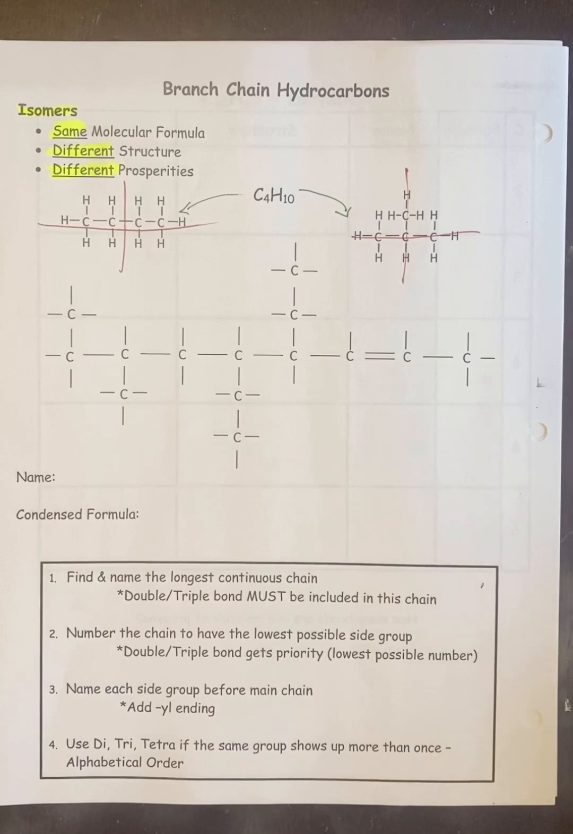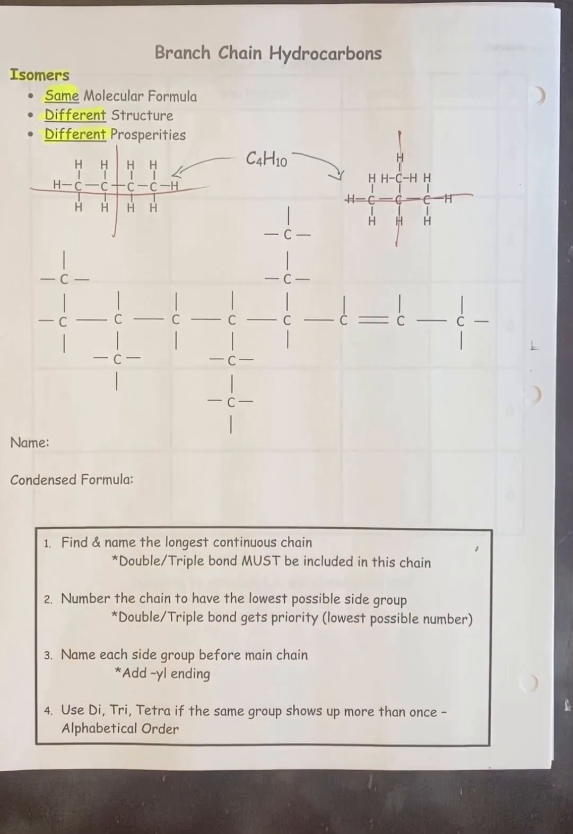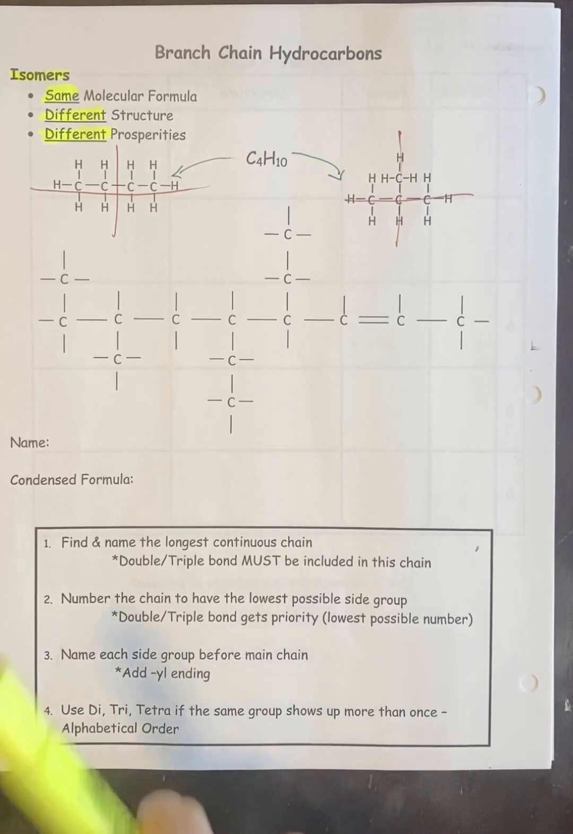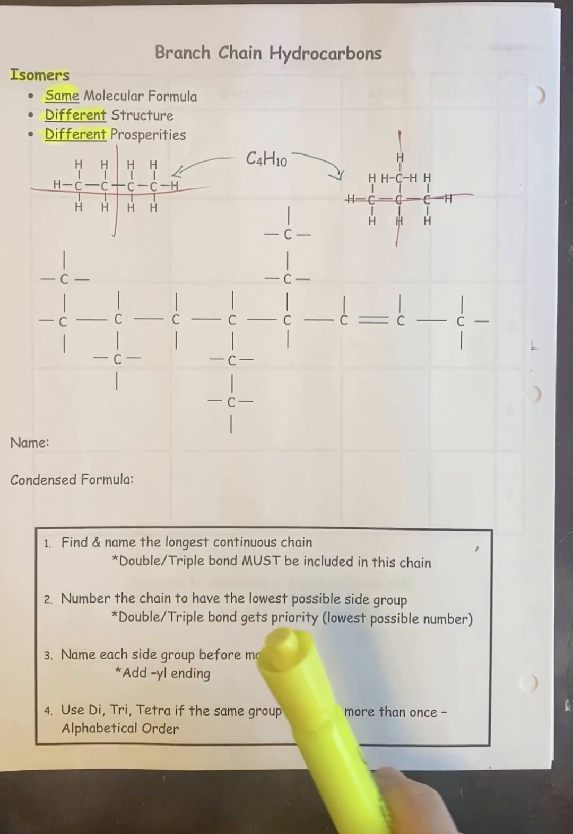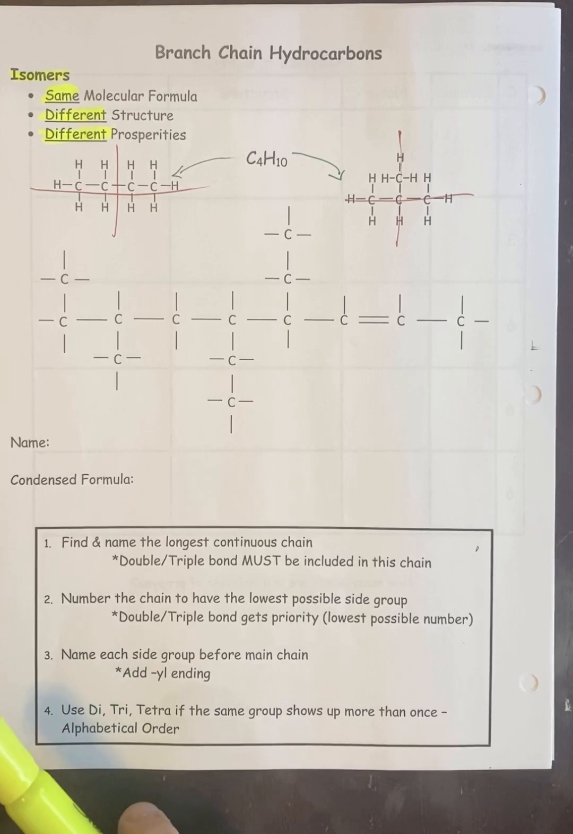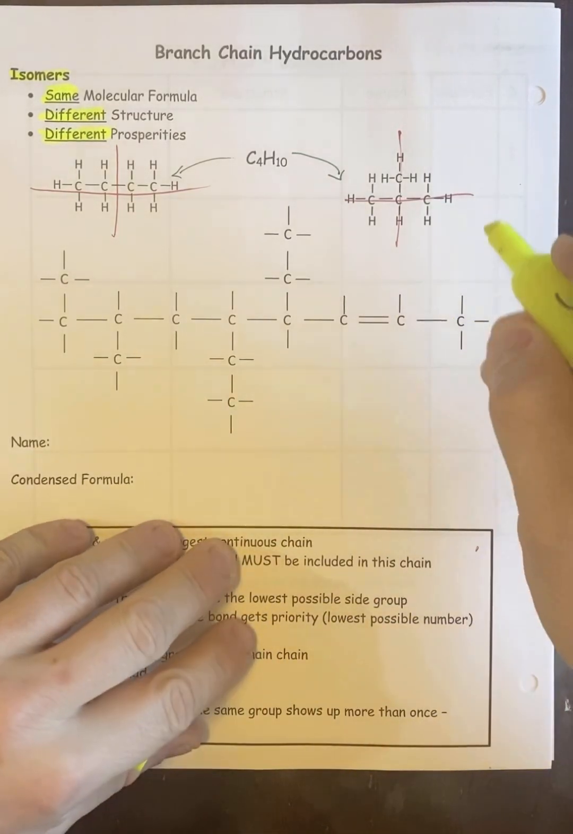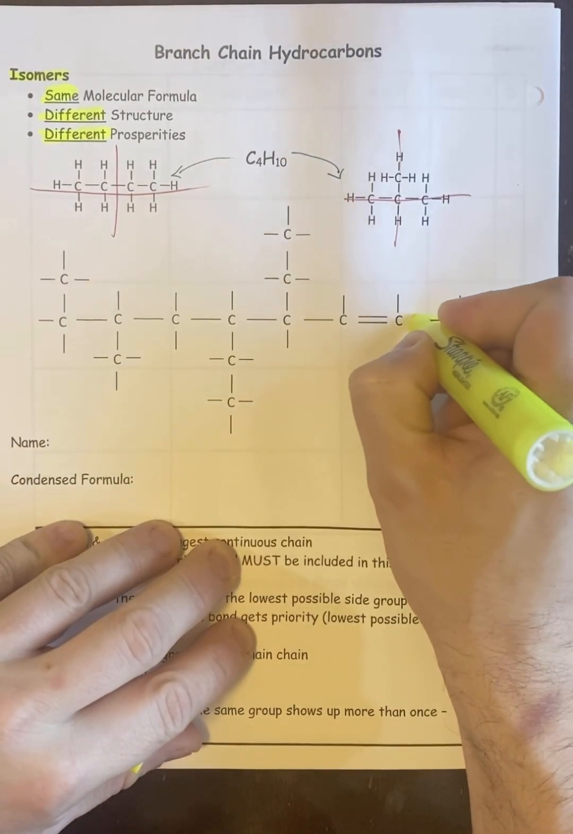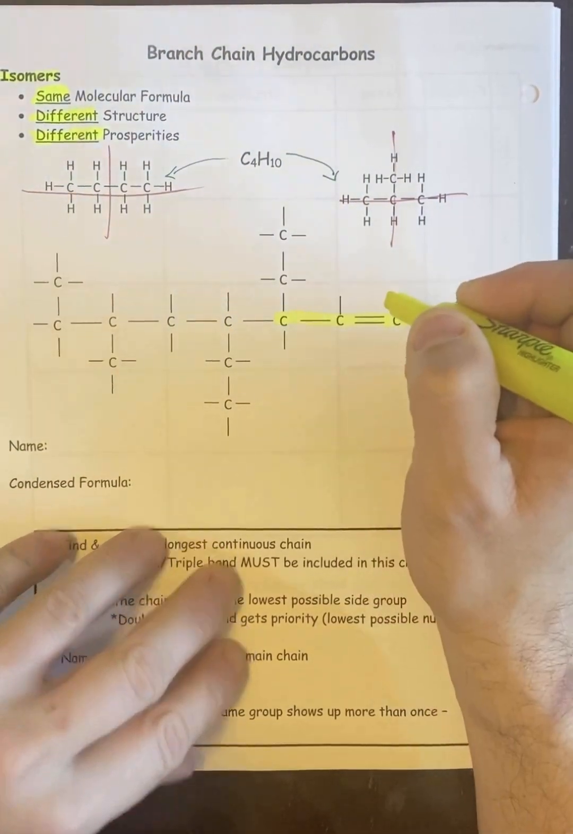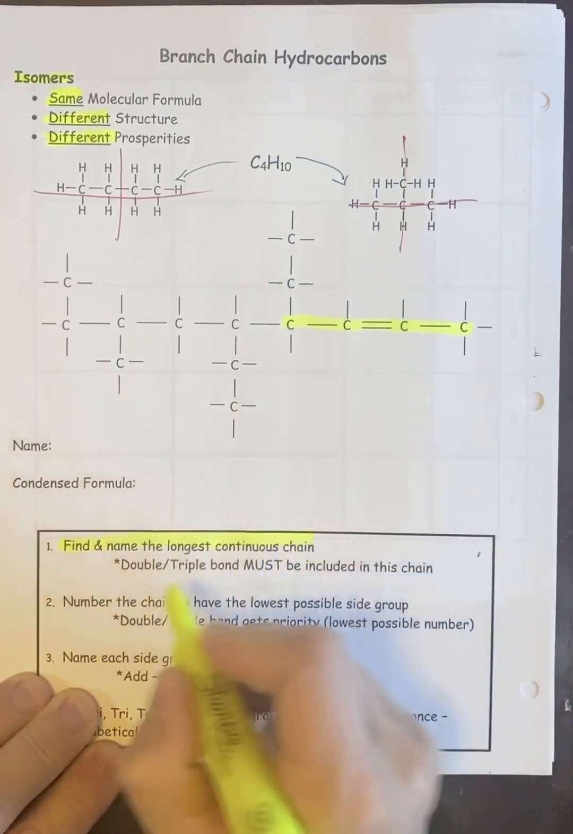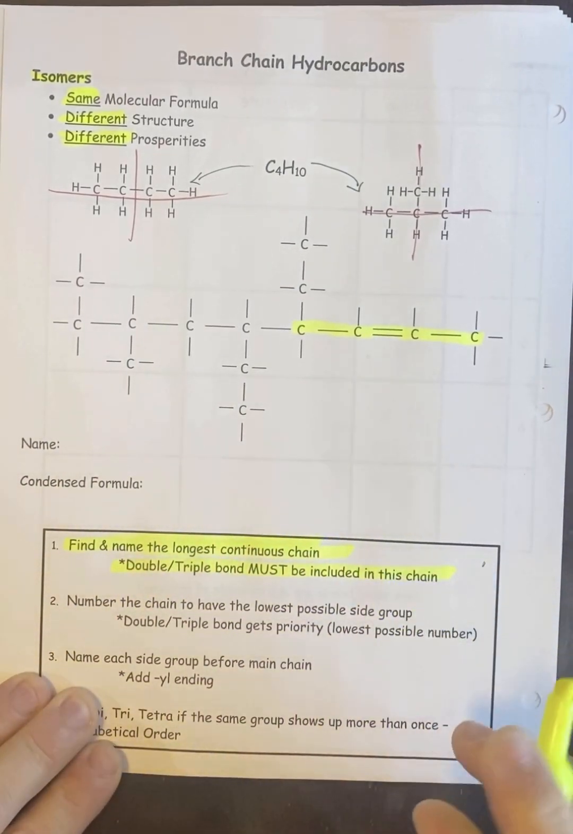Okay, so let's start. Here's the rules for naming. They're right here at the bottom. It says, first, find and name the longest continuous chain. If there's a double bond or triple bond, it must be included. So here's what that means. So I'm going to highlight that here. So the longest continuous chain, so there's this guy.